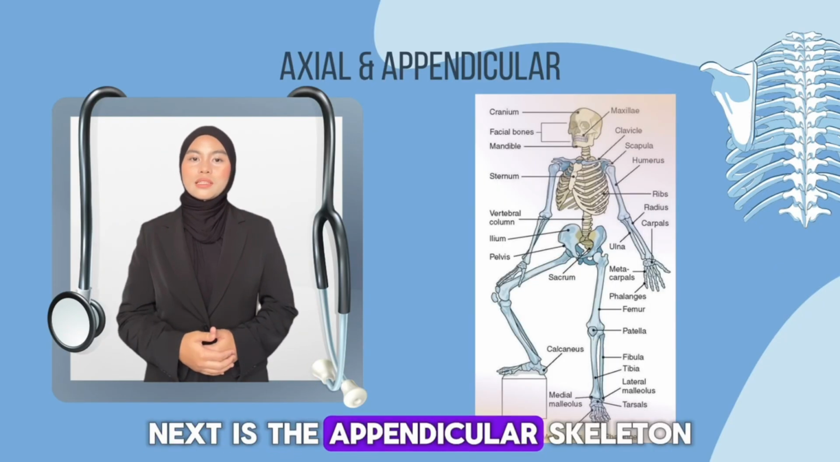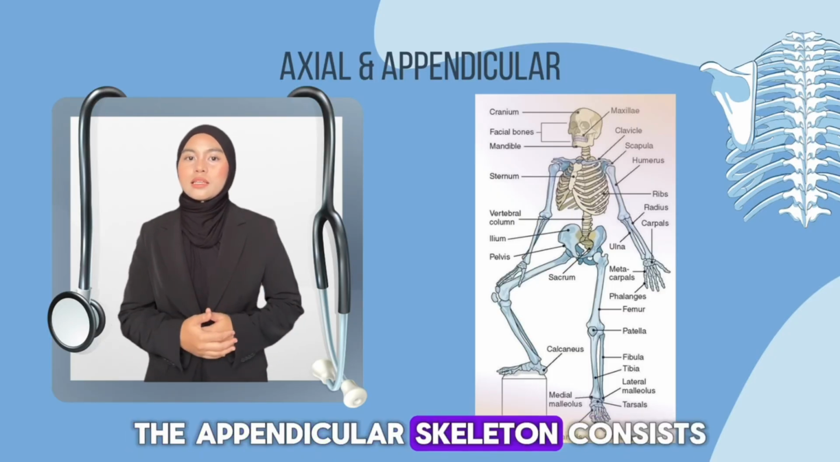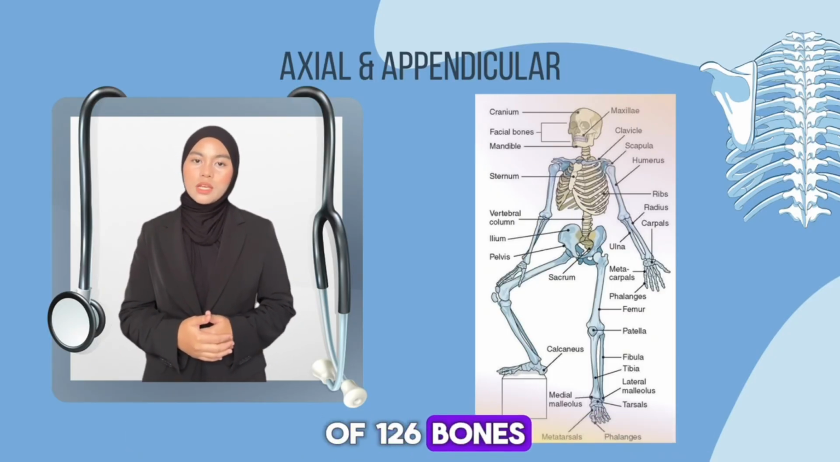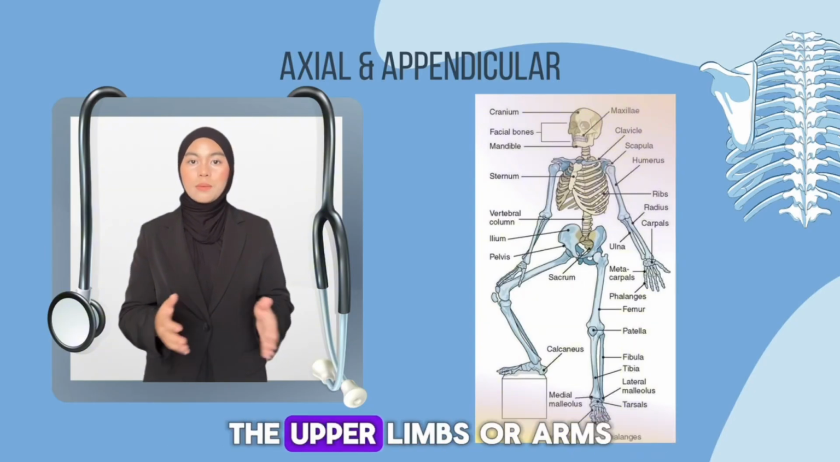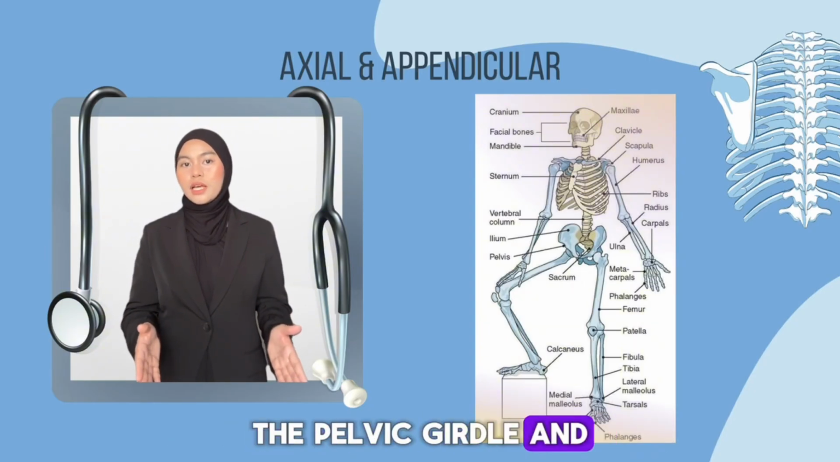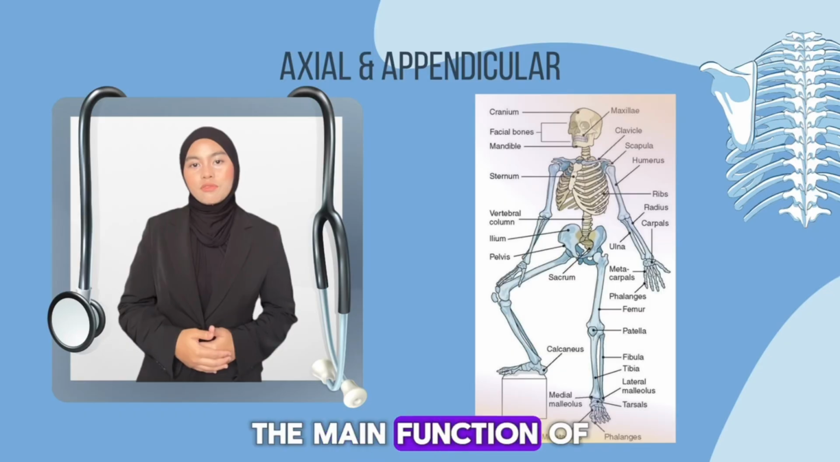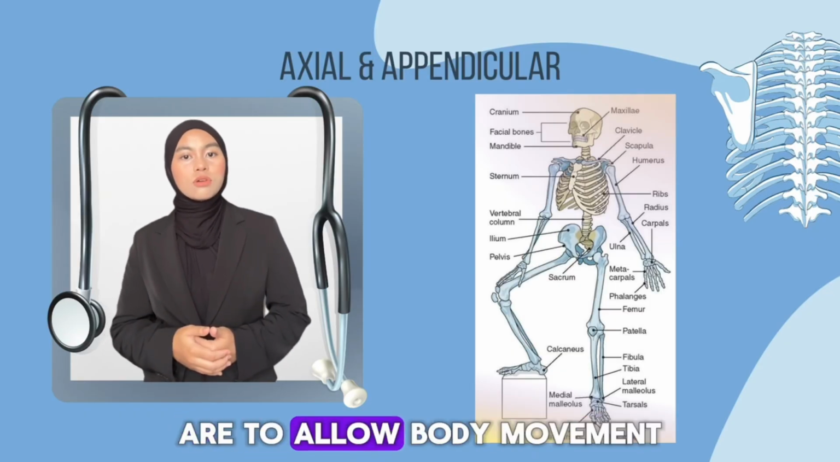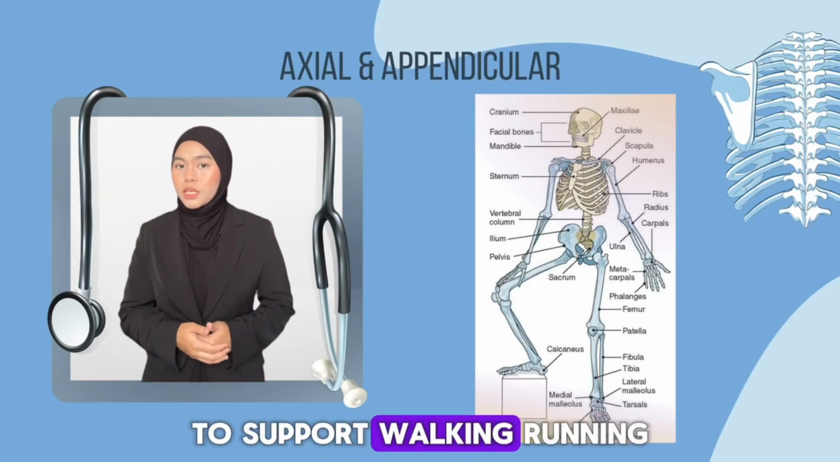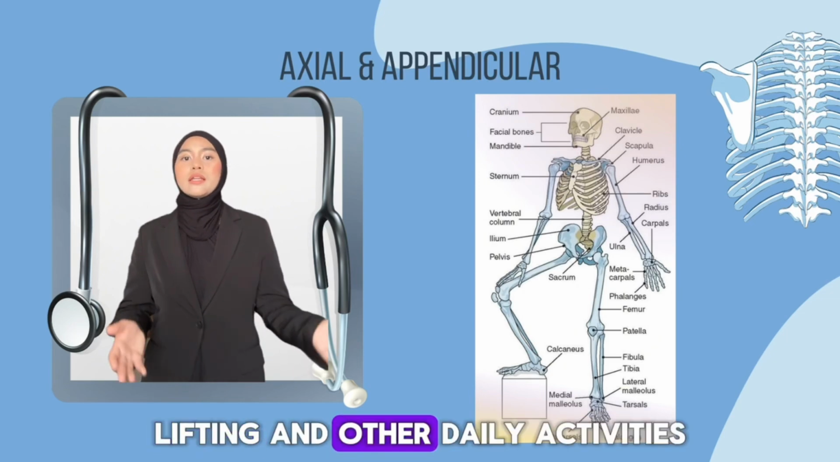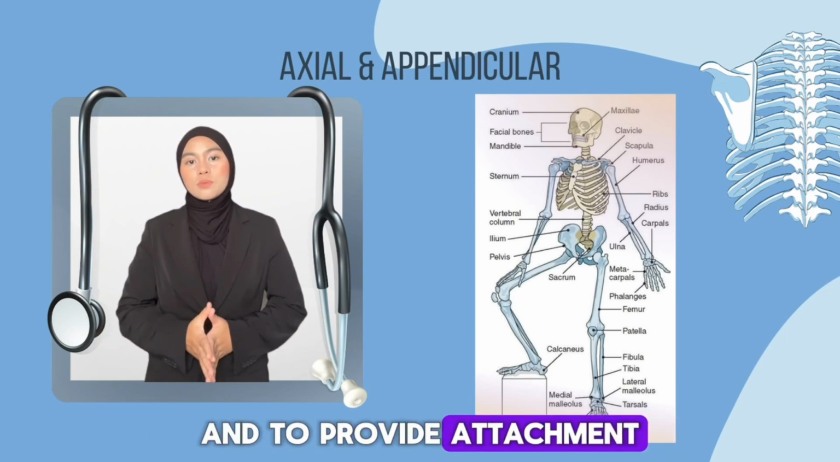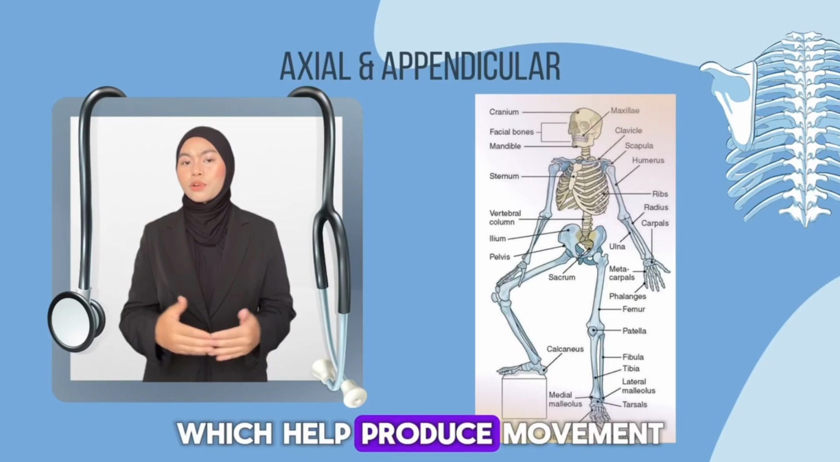Next is the appendicular skeleton. The appendicular skeleton consists of 126 bones. It includes the shoulder girdle, the upper limbs or arms, the pelvic girdle, and the lower limbs or legs. The main functions of the appendicular skeleton are to allow body movement, to support walking, running, lifting, and other daily activities, and to provide attachment points for muscles, which help produce movement.